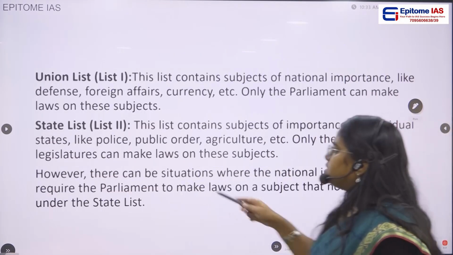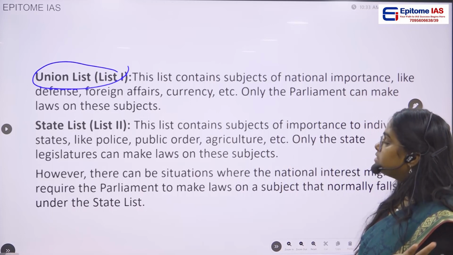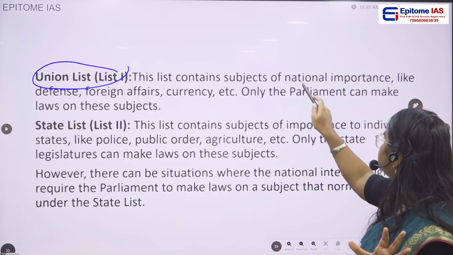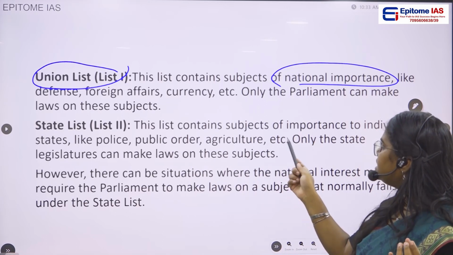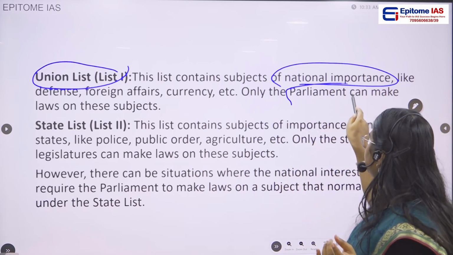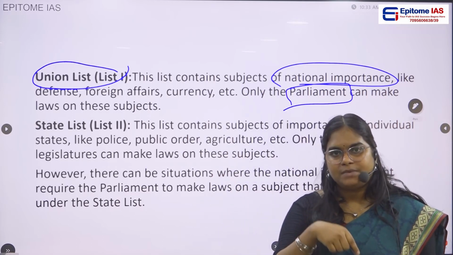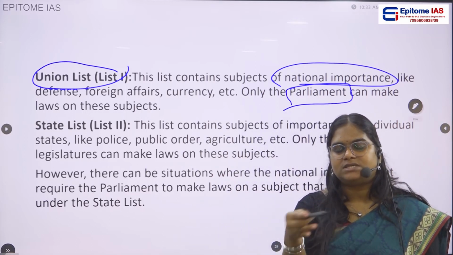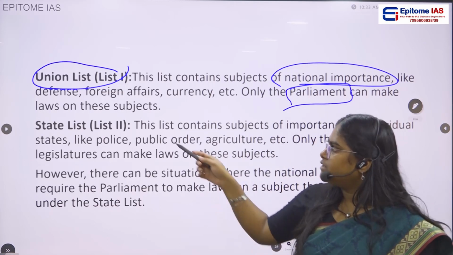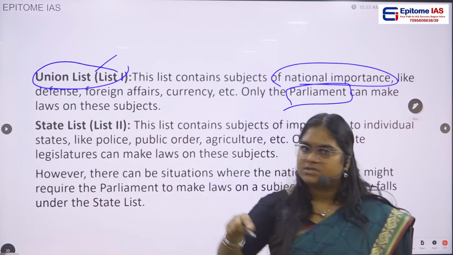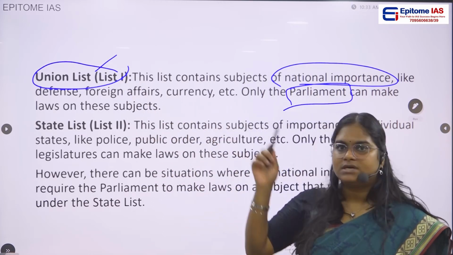Then, so that's it. See this union list. This list contains some subjects of national importance like defense, foreign affairs, currency, etc. And only the parliament can make the law on this subject. On the union list, only the parliament can make the law. The state legislatures don't have power to make law in the union list, and the union list contains those subjects which are of national importance like defense, foreign affairs, and currency, etc.